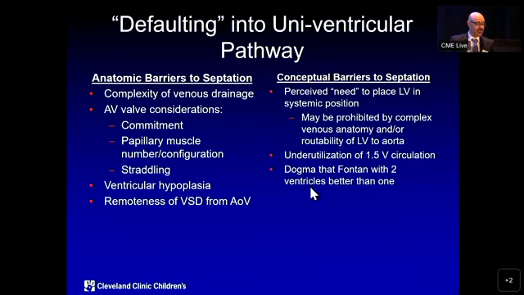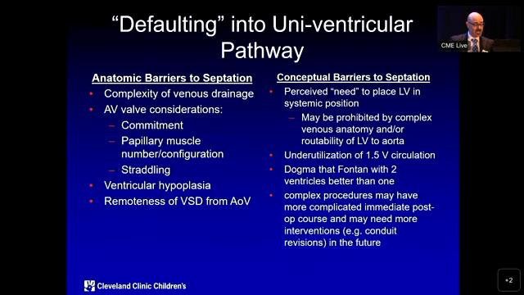Also, there is the long-standing dogma, as Hani alluded to yesterday, that if you have two ventricles and you put them into a Fontan circulation, they are going to do better than if you have a single ventricle in a Fontan circulation. And clearly that has been demonstrated not to be the case.